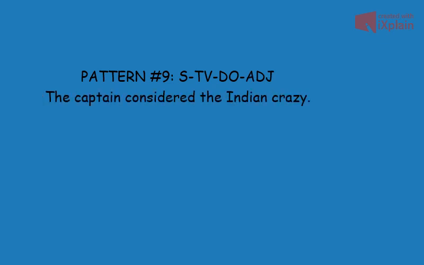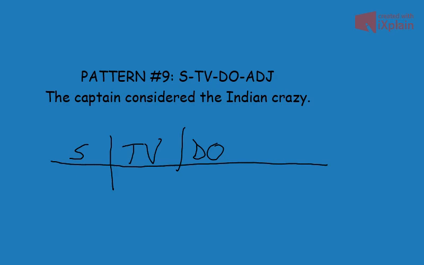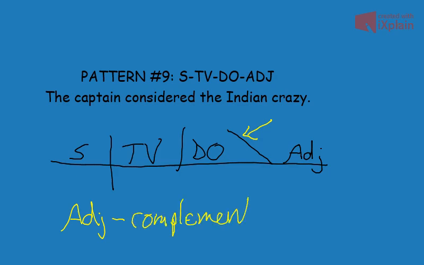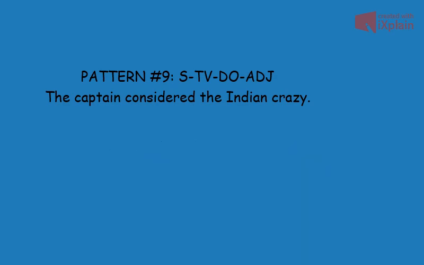On pattern number 9, which is a subject, transitive verb, direct object, and adjective, we would diagram like this, with this being the main line. So you would have your subject followed by the transitive verb with the direct object, and then the adjective at the end, which is complementing the direct object this time, not the subject. So the adjective complements the direct object, therefore the line has to be slanted back, referring back to the direct object.